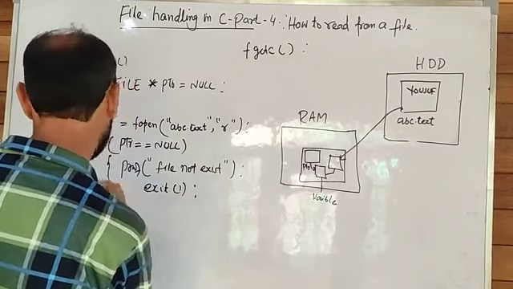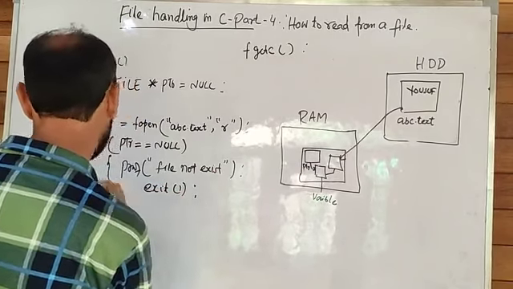We have already discussed that we can perform any operation on the file by using the file pointer. ptr is the file pointer. If it does not contain the address of any file, then how can we access or read the contents of that file? So if it contains null, that means the file does not exist, and it may show some error, then exit.